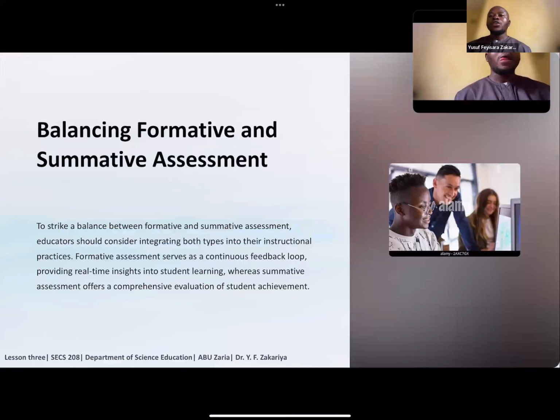Take note. So you can maintain a balance. You can strike a balance between formative, maybe you use summative small, formative small, and so on, merge them together to make a whole experience for your students. So this is very, very important when you talk about the assessment methods to choose. Okay.